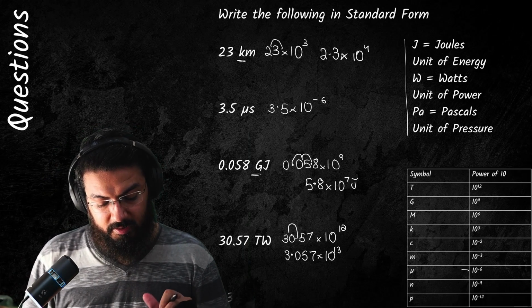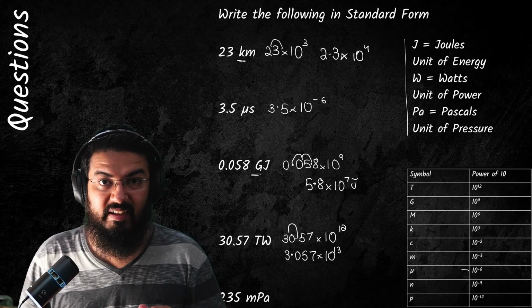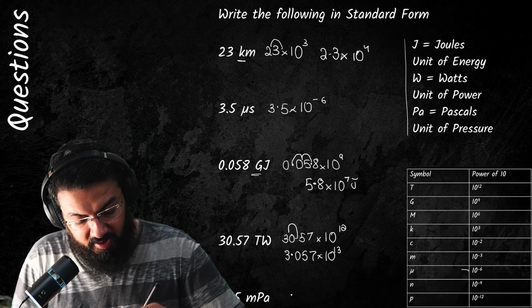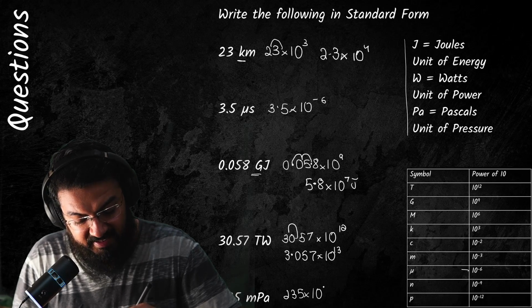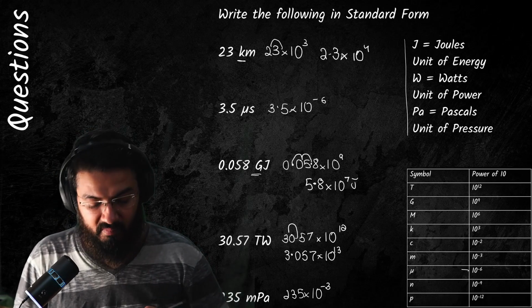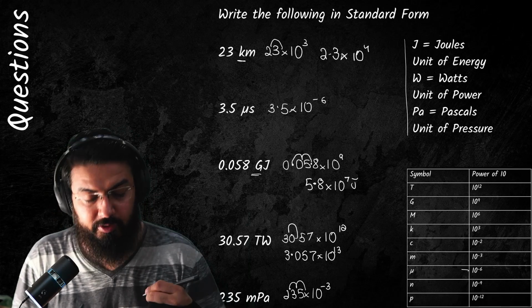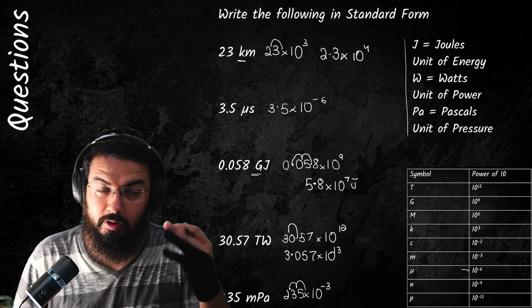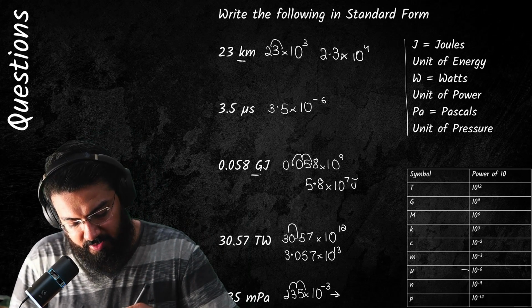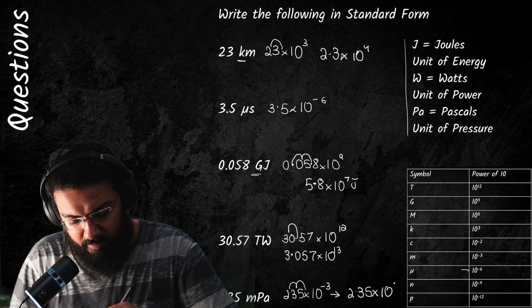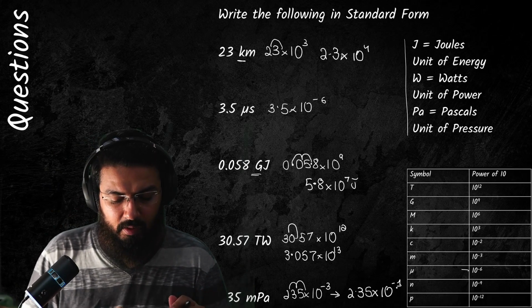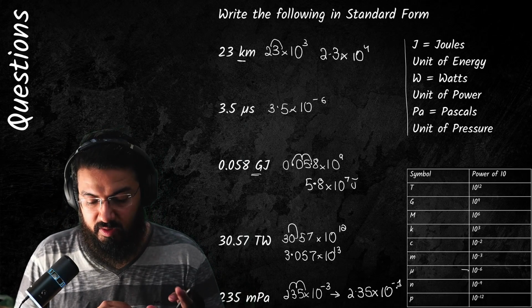Then we've got 235 millipascals. So again, 235 into 10 raised power, milli is minus 3. All right. I'm going to move the decimal place 2 units to the left. So I'm going to add 2 to the power. So this right here is going to become 2.35 into 10 raised power minus 1. All right. So I hope that this conversion made sense.